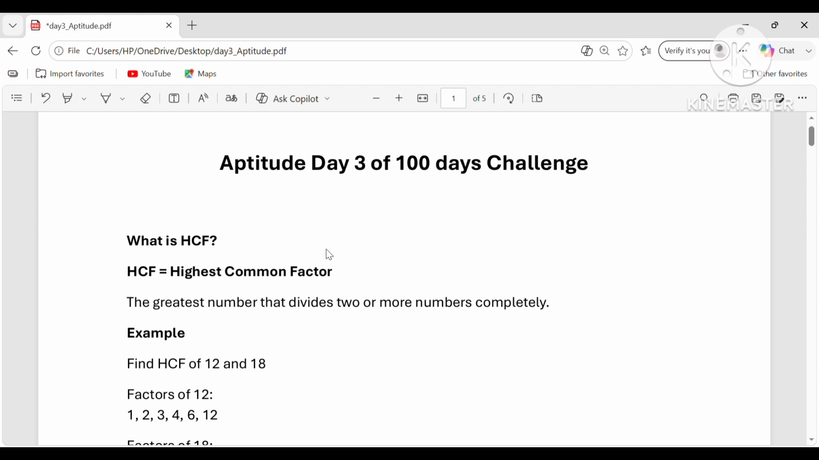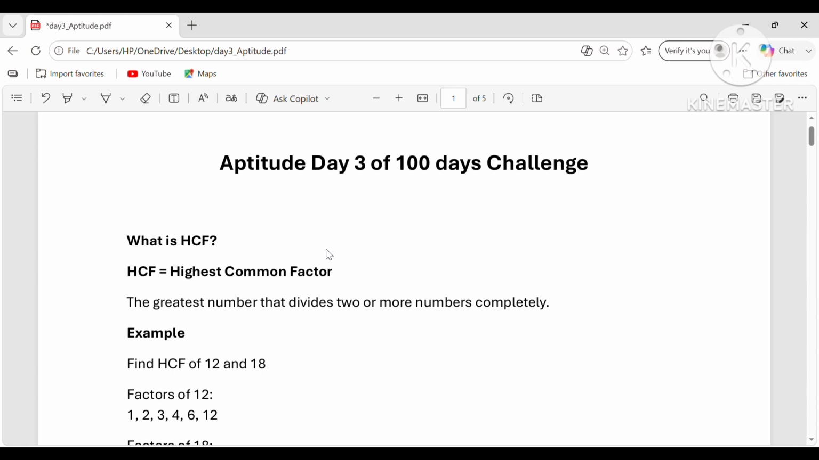Today we are going to master HCF and LCM with easy tricks, shortcuts, methods, and placement focused questions that can help you solve problems in seconds during exams like Infosys, SP, DSP, TCS, Wipro, Accenture, Cognizant, and many more. Let's begin with the HCF.